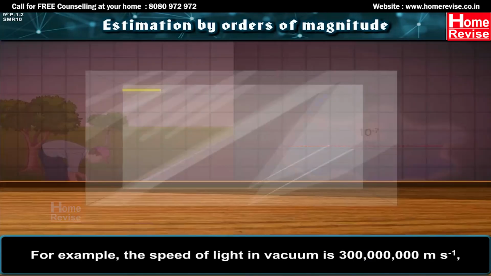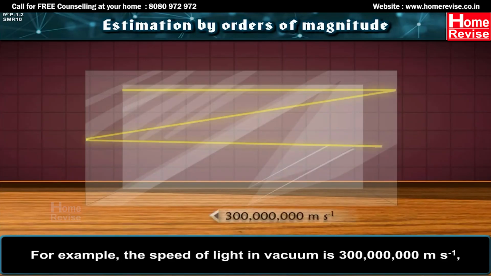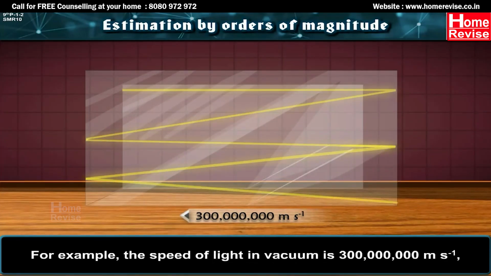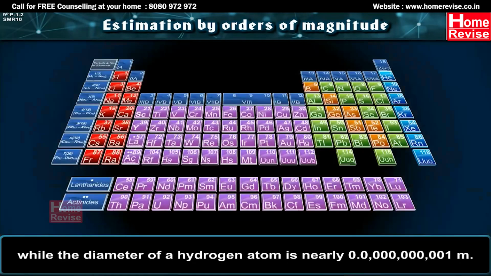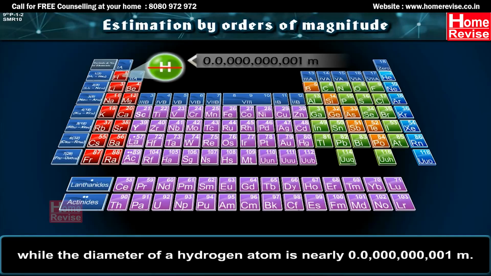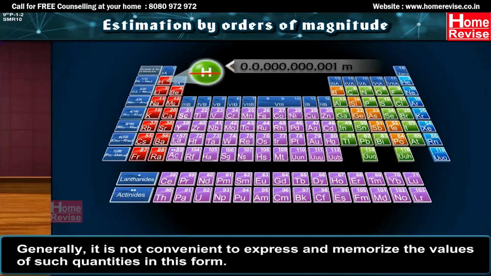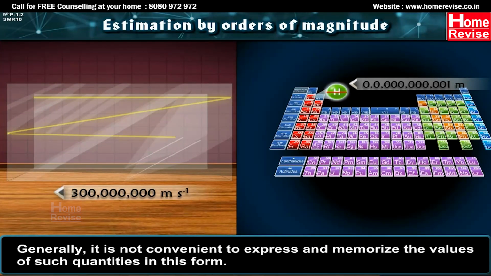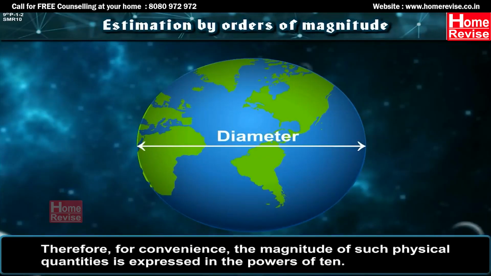For example, the speed of light in vacuum is 300 million meter per second, while the diameter of a hydrogen atom is nearly 0.00000000001 meter. Generally, it is not convenient to express and memorize the values of such quantities in this form. Therefore, for convenience, the magnitude of such physical quantities is expressed in the powers of 10.